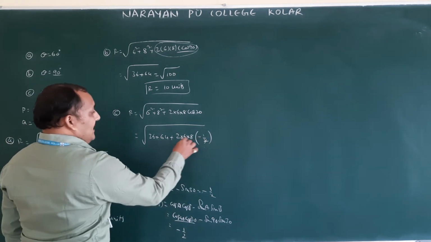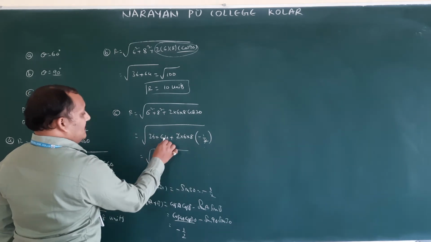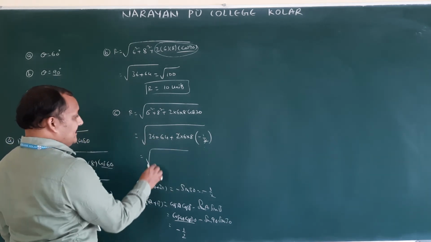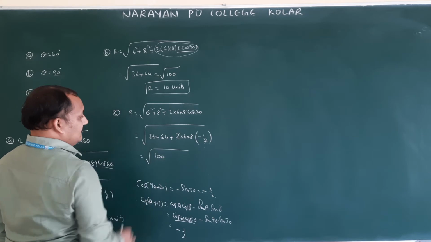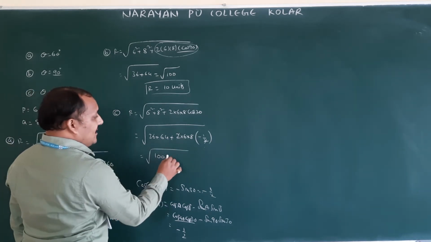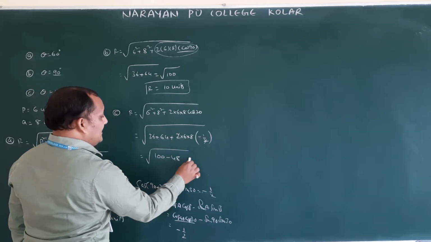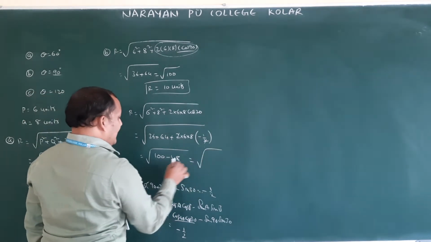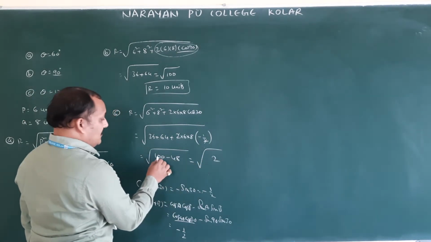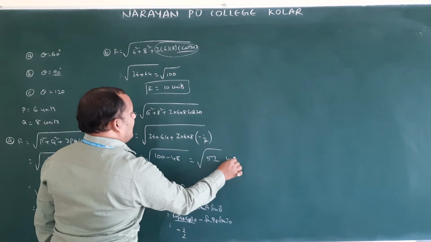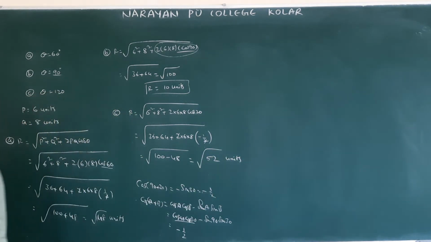So this 2 will be cancelled. 64 plus 36, how much? 100. 6 8s are 48. This minus is there, minus 48. This you can subtract: 10 minus 8 is 2, 9 minus 4 is 5. So root 52 units. So that is example 17.